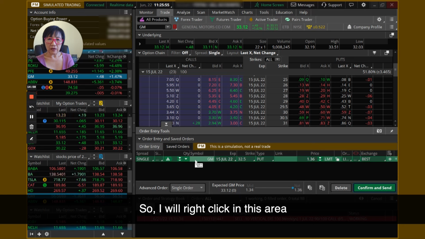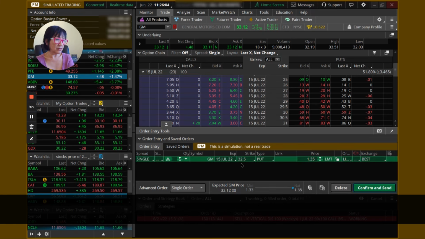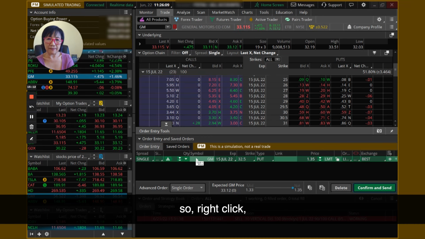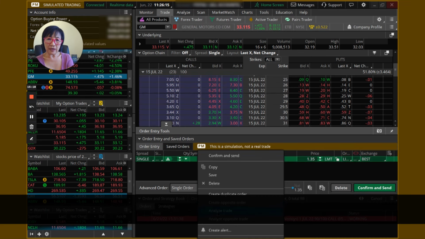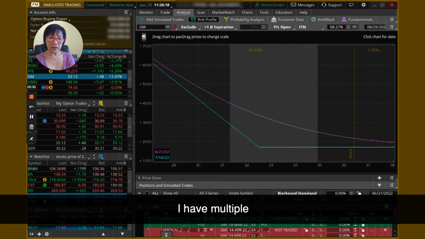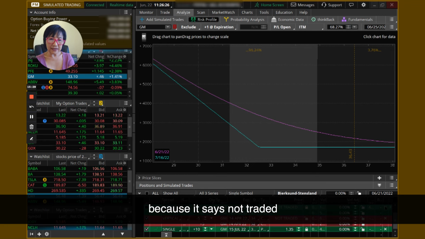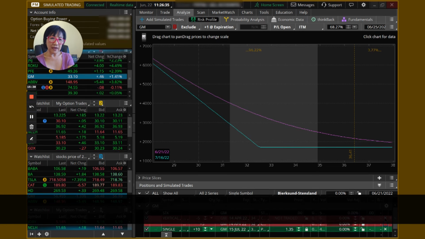So I will right click in this area. Now, pretend that I'm going to be making money as the market is going down. I'll show you both ways, versus the market going up, and how you could set up. So right click on the green area here and analyze trade. Now you noticed I have multiple things clicked, so I will just X this out because it says not traded. These are the old trades that I set up and I saved. So you could just X out.